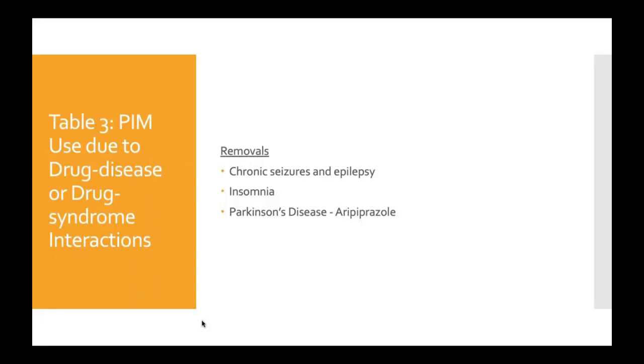Okay, so moving on to Table 3. This looks at inappropriate meds for specific drug-disease or drug-syndrome interactions. So removals from this table included the drugs that could potentiate chronic seizures and epilepsy in patients who already have those. Those drugs that were listed were bupropion, antipsychotics, and tramadol. The reason that this was removed is that risk for potentiating seizures is really not unique to older adults. Basically, anybody who's on those agents that has a history of seizures or epilepsy is at risk.